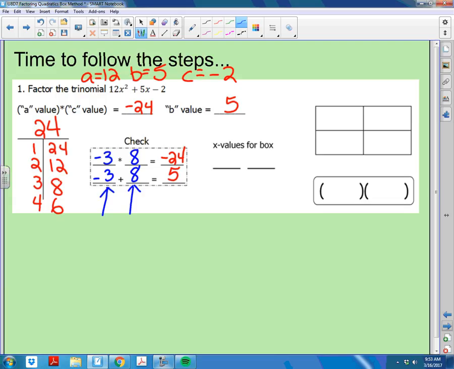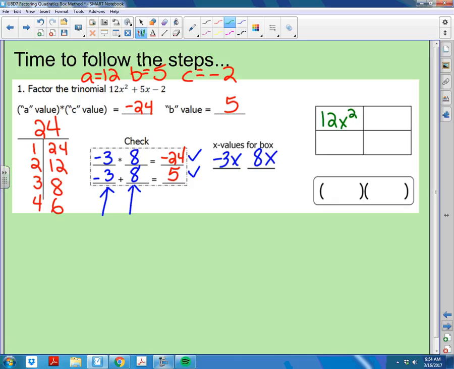Now, does anybody not know how we came up with negative 3 and 8 to use so that their products equal negative 24 and their sum equals 5? Cool. What that means is negative 3x and 8x are our x terms to be used in our box. Now watch the way this works. What always goes in the top left-hand corner of the box? The x squared term, right? So we write 12x squared.